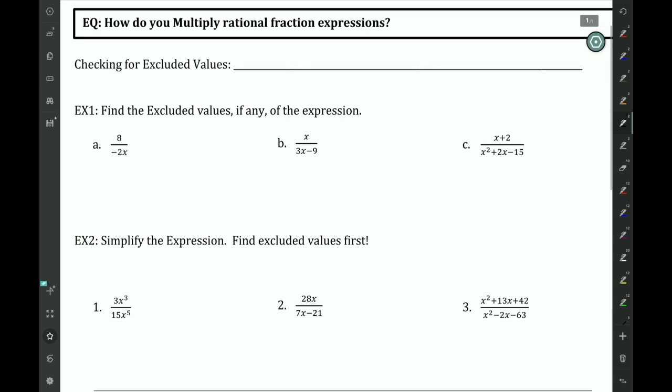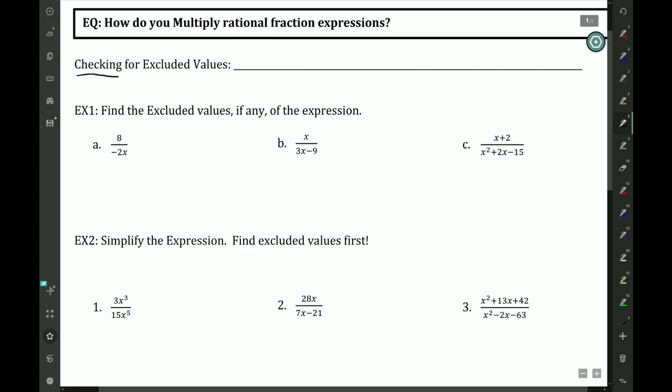Okay, a lot of these topics deal with factoring and everything that we have worked on before. That's why we reviewed it yesterday. So our first bit of information for this new piece is something called checking for excluded values. And that is simply where the denominator is equal to 0.